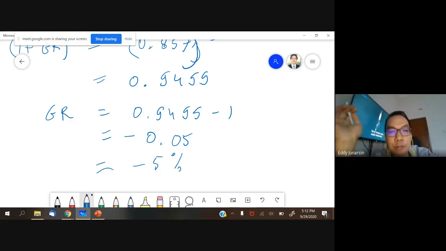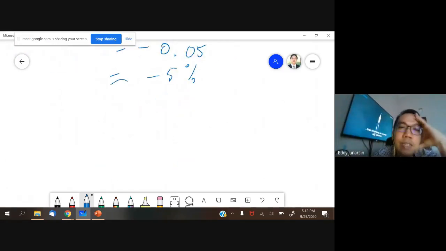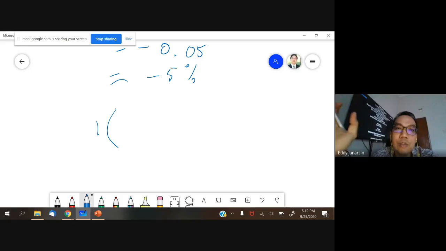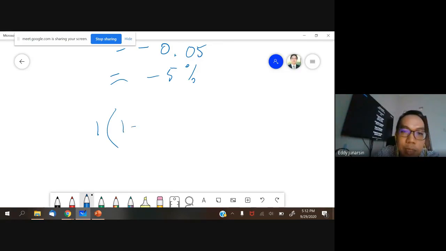So let's prove it. You started from 1. Now the geometric average return per year is -5%. So 1 minus 5% to the power of 3. Can you prove it? How much is it?